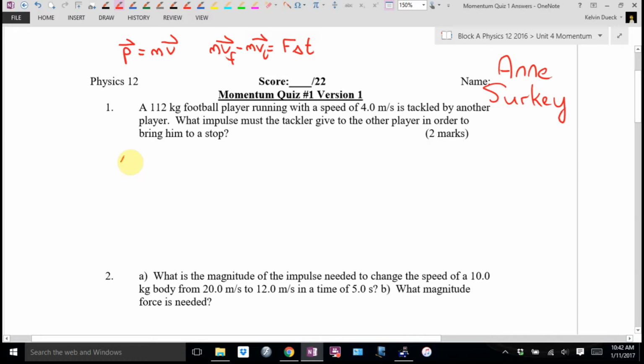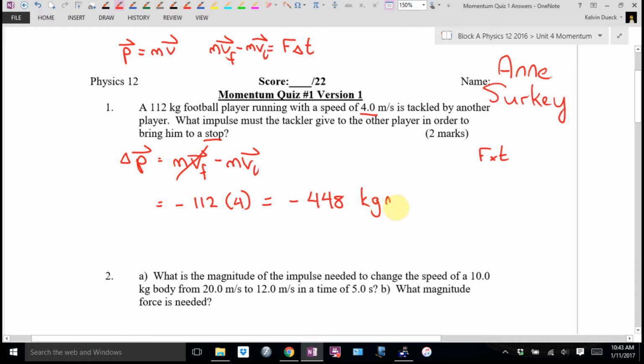Number 1 wants me to find an impulse, so I'm going to write change in momentum equals. I can find impulse either by going force times time or by going mv final minus mv initial. I see the word stop. That's a v final. I see an initial speed or velocity. So I'm going to use mv final minus mv initial. Final momentum is 0. It's going to be negative 112 times 4. You're going to get negative 448. And the units for impulse, since it's a change in momentum, are kilograms meters per second.